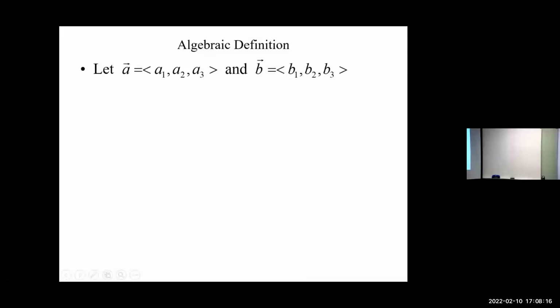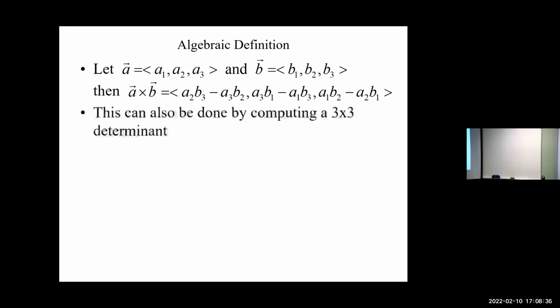Specifically, let's get into the algebraic definition. You guys saw this in the video, so I'm not going to spend a ton of time on it. But it's a formula that looks like this. It's a crazy looking formula. For those of you guys who have or are taking linear algebra, this can be done as the determinant of a 3x3 matrix. I'm not going to go over that right now because not everybody needs to know that.